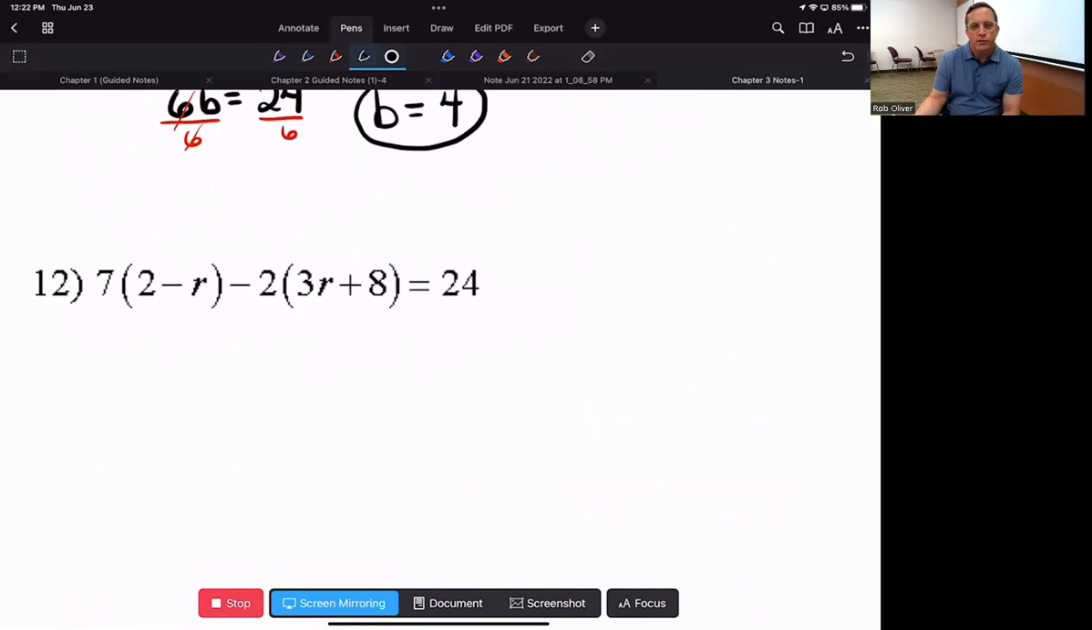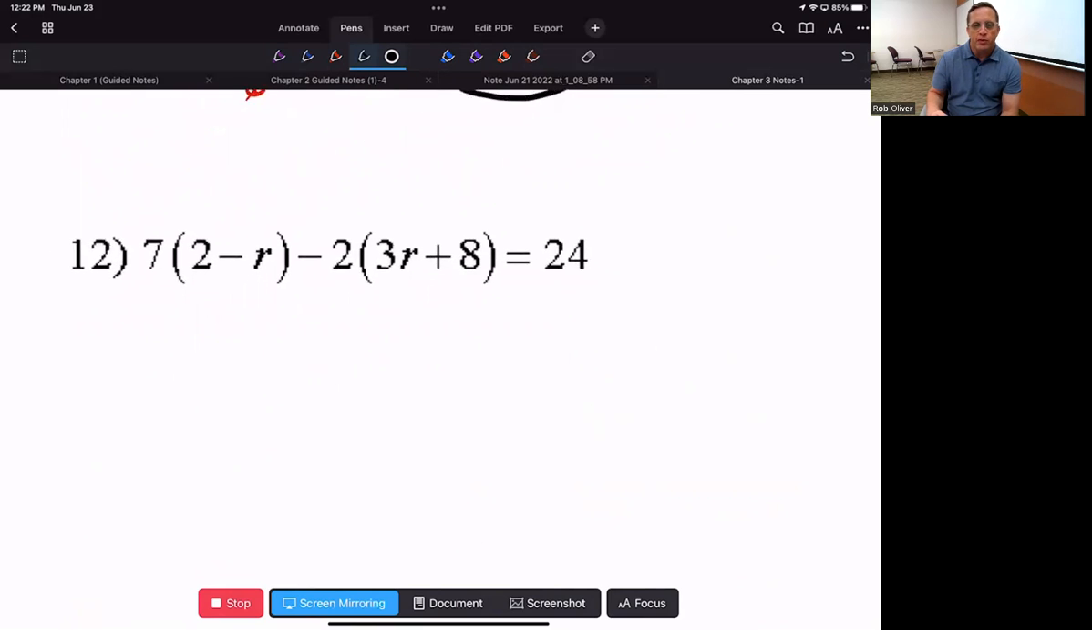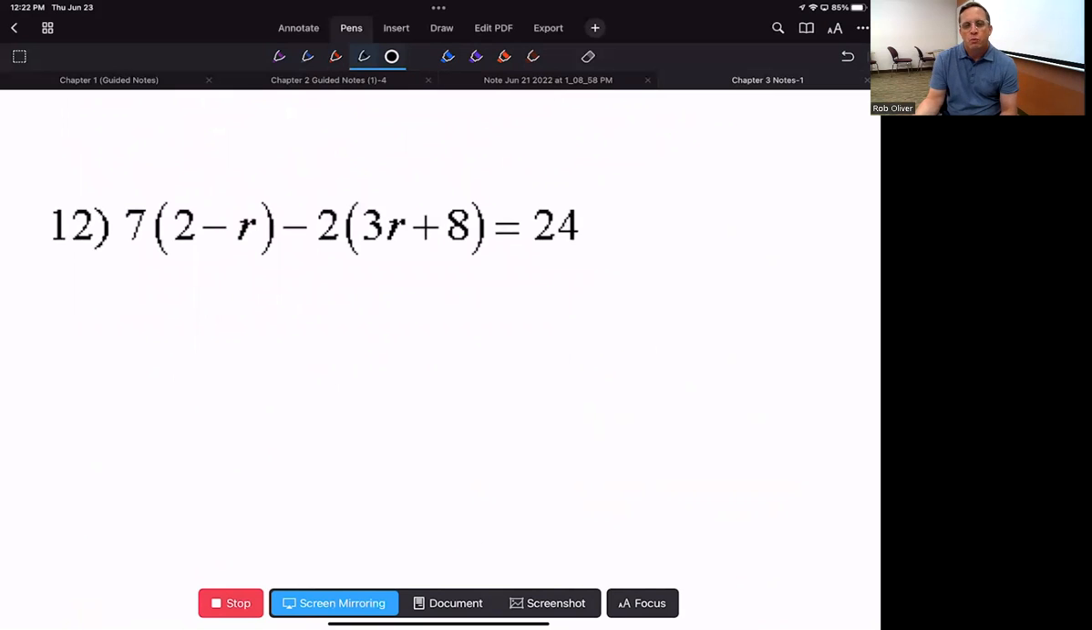Now number 12 has parentheses. One thing with parentheses is that you want to clear them. That's what you hear a lot of times in algebra, that we want to clear the parentheses. We can clear the parentheses by distributing. So you don't want to put like terms together before you clear those parentheses. You have to take care of the parentheses first, then put like terms together. So on this one, we're going to distribute 7. And right here, we're going to distribute negative 2.